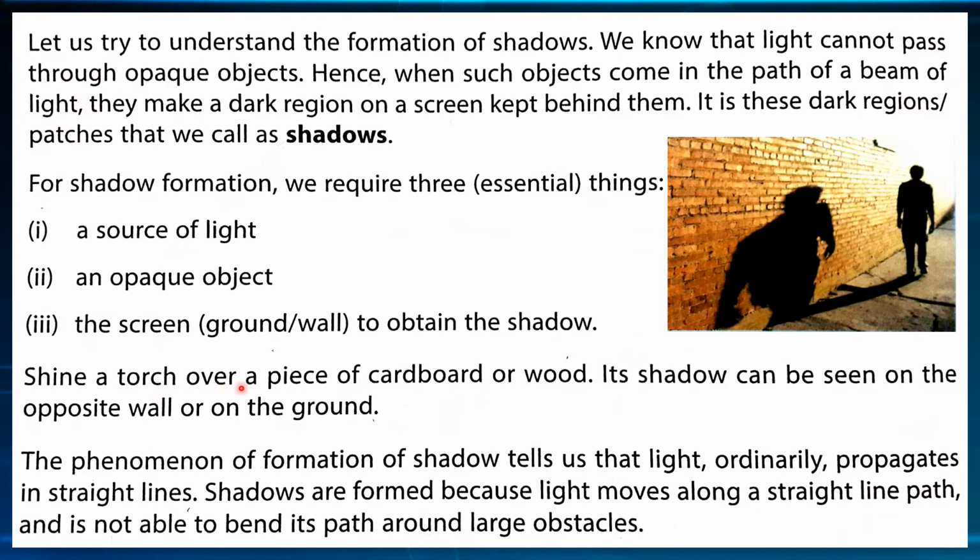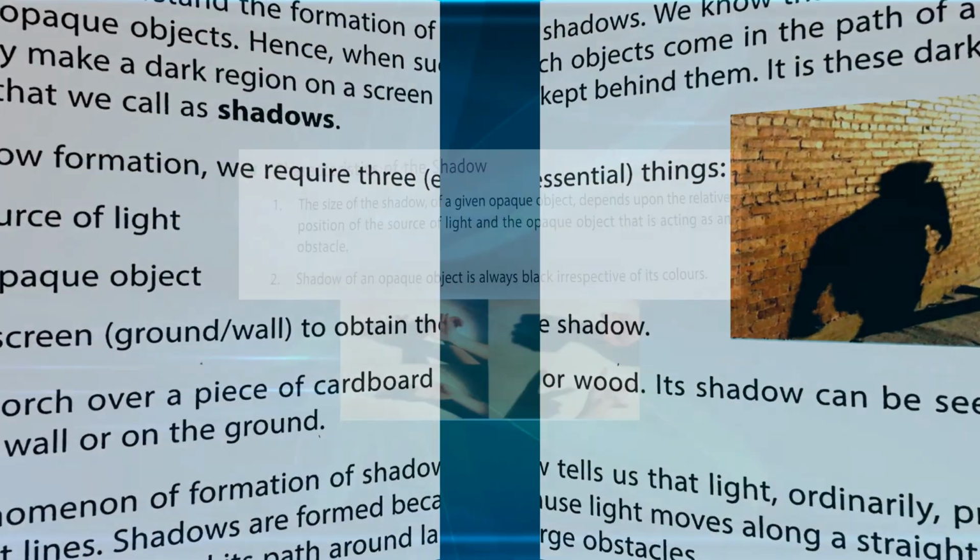Shine a torch over a piece of cardboard or wood. Its shadow can be seen on the opposite wall or on the ground. The phenomenon of formation of shadow tells us that light ordinarily propagates, or travels, in straight lines. Shadows are formed because light moves along a straight line path and is not able to bend its path around large obstacles.